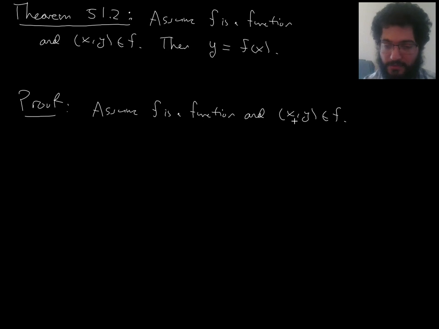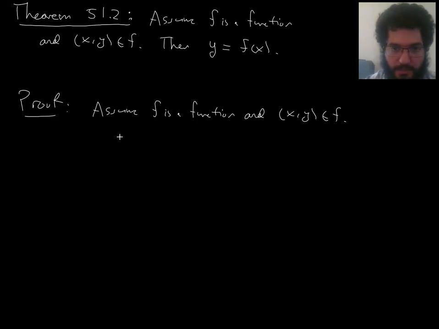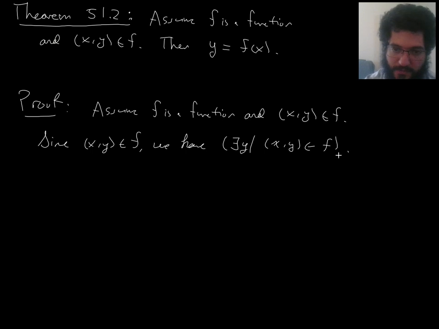So first, we do need that x is in the domain of f. We need to show x is in the domain of f in order to apply the previous part, since it says this: x is in the domain of f. So let's just point that out. Since this is in f, we have this existential generalization, right? x comma something is in f. Thus, x is in the domain of f.